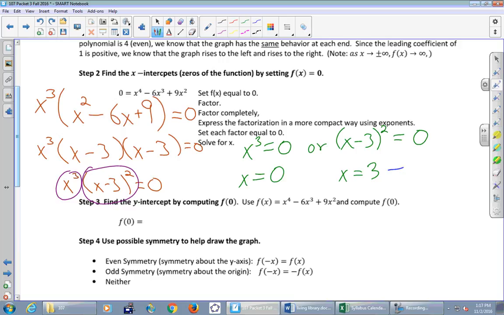So putting these together, we have just discovered 2 x-intercepts. We'll start with the 3. What are the 2 coordinates for that x-intercept? Is it 0, 3? 3, 0, right? X is 3, and the very first step in this process was letting the y be 0. So 3, 0 is 1 x-intercept. What's the other one? 0, 0. That's it.